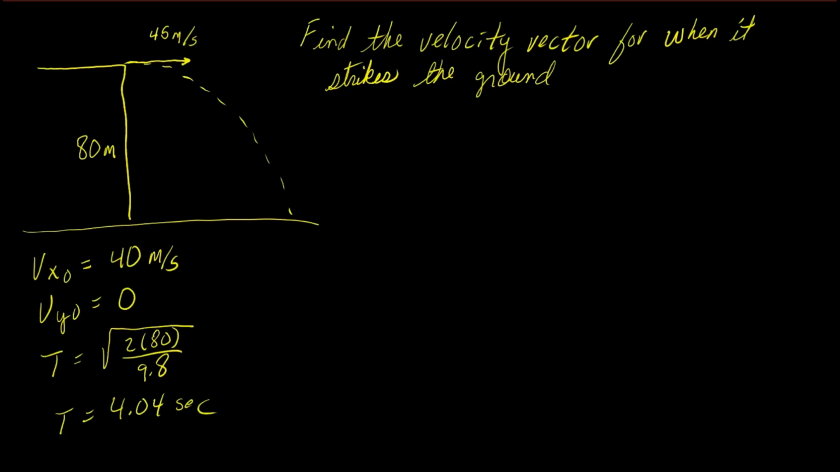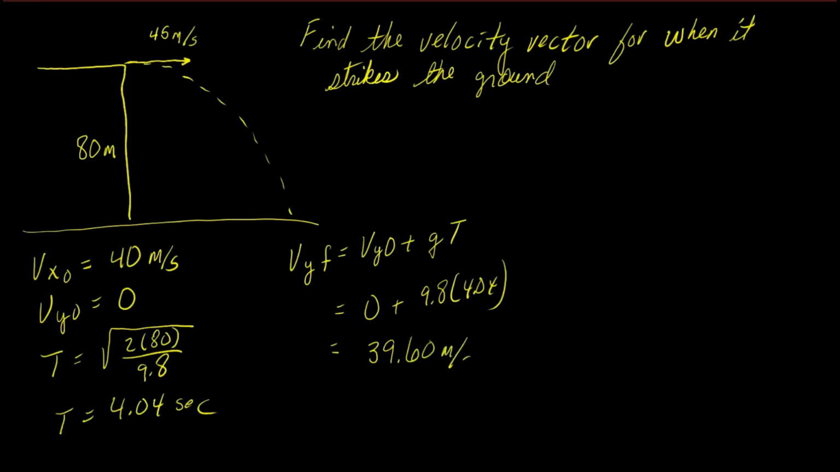I'm going to use the formula velocity y final is equal to velocity y original plus gt. So this is going to be 0 plus 9.8 times 4.04. Okay, so my answer is going to be 39.60 meters per second. I'm going to give this a negative value because it's moving downward.